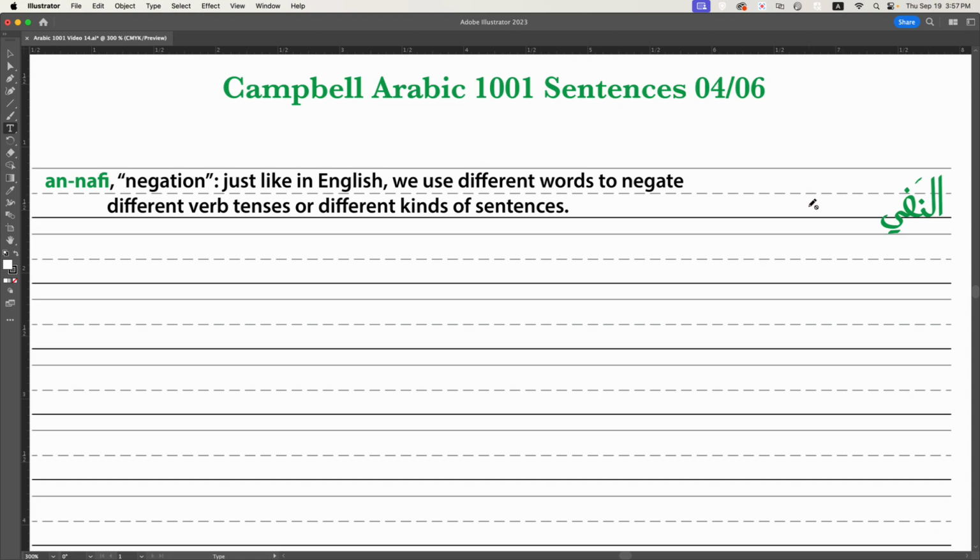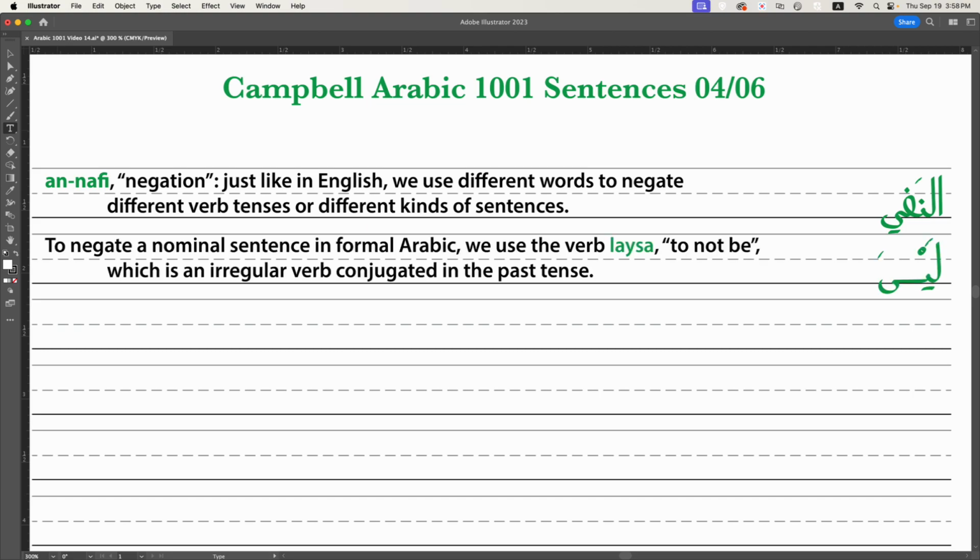Just like in English, we use different words to negate different verb tenses or different kinds of sentences. So we have isn't, am not, are not, ain't, if you want to go that way, did not, do not, will not, and so forth. In Arabic, we use different negation particles as well. So for a nominal sentence, these kinds of sentences that usually have is, am, or are in them in English, we use the verb laysa.